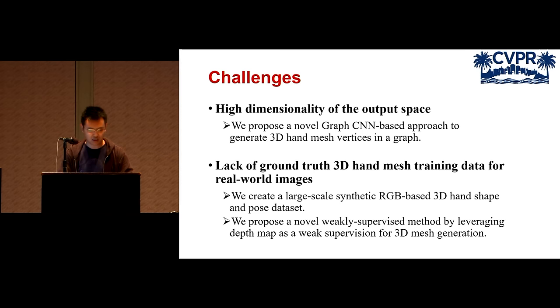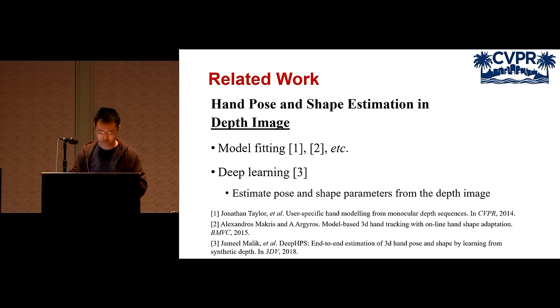The second challenge is the lack of 3D hand mesh training data for real-world images. To solve this problem, we create a large-scale synthetic RGB-based 3D hand shape data set. To fine-tune our model on real-world data sets, we propose a novel weakly supervised method by leveraging the depth map as a weak supervision. Most previous methods estimate 3D hand mesh from depth images by fitting a deformable hand model to the input depth map.